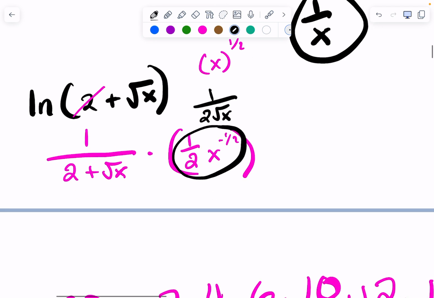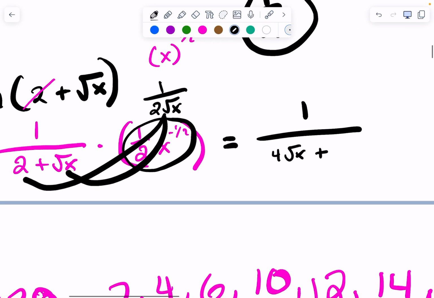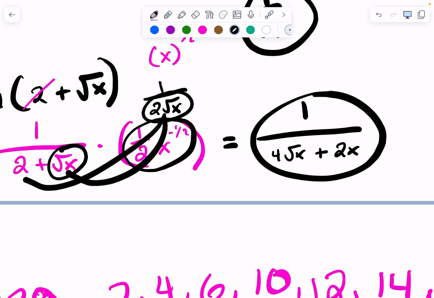So what's that multiplied? 1 on the top, right? 4 square roots of x. I'm distributing, right? 4 square roots of x plus x. You're close, no, 2x. 2 square roots of x times the square root of x is just 2x. That's my derivative.